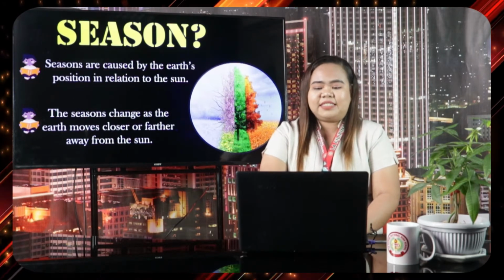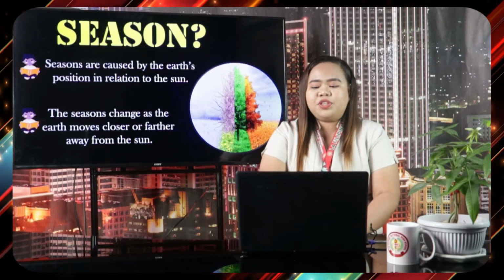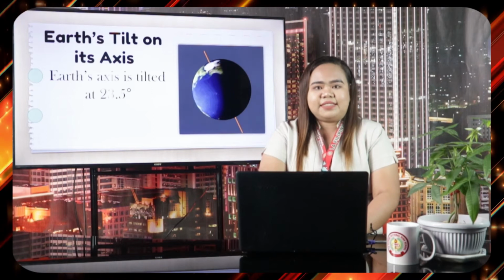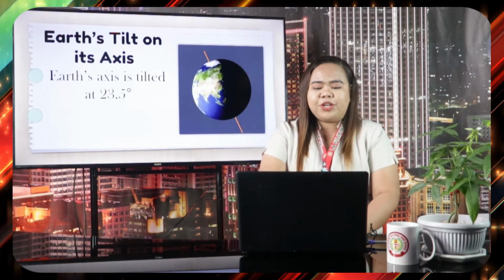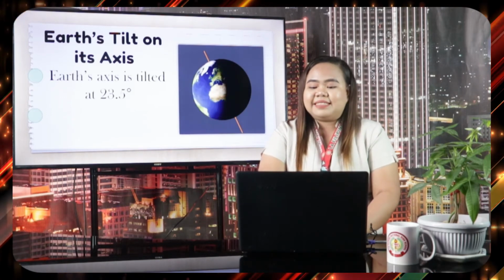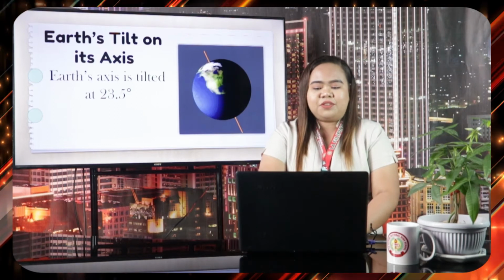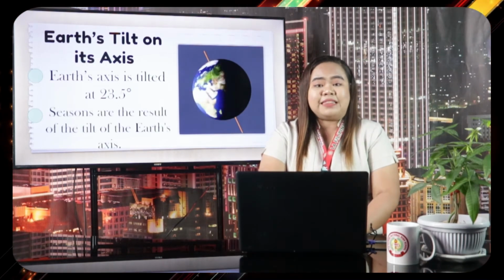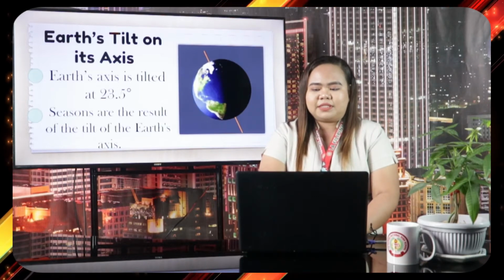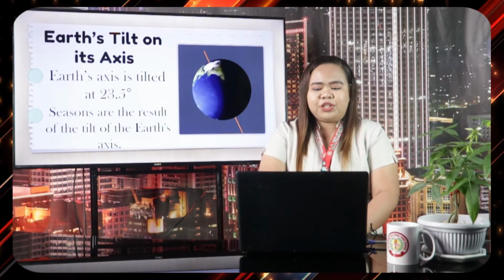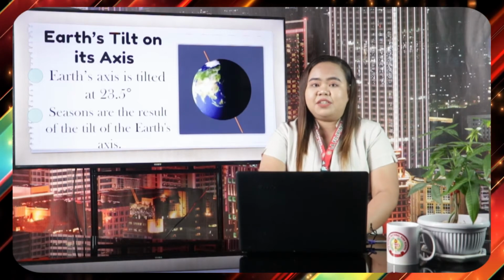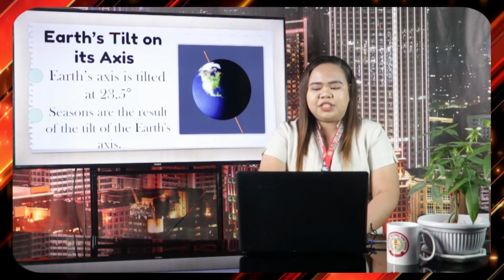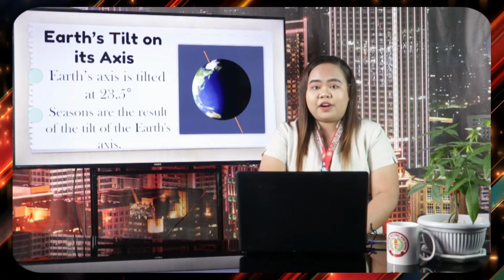Thus, we can say that seasons have something to do with the Earth's tilt on its own axis. Earth's axis is tilted at 23.5 degrees. Seasons are the result of the tilt of the Earth's axis. The axis of the Earth is not perpendicular to the plane of its orbit. It is tilted from the vertical by 23.5 degrees. The tilt of the Earth causes different areas to receive different amounts of solar energy.